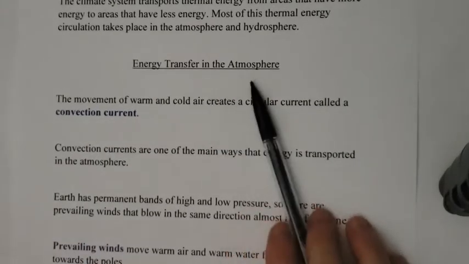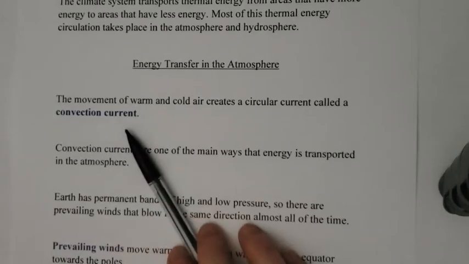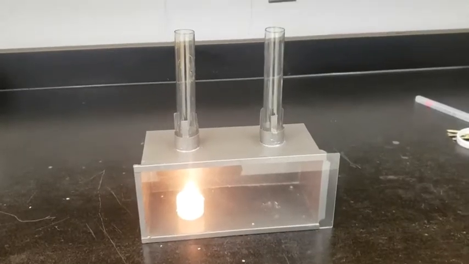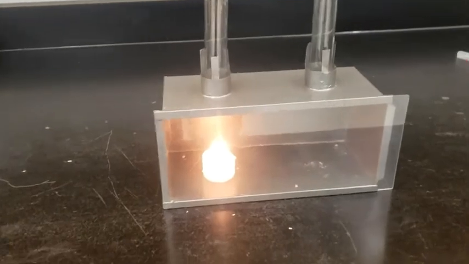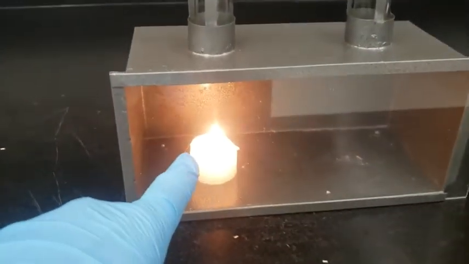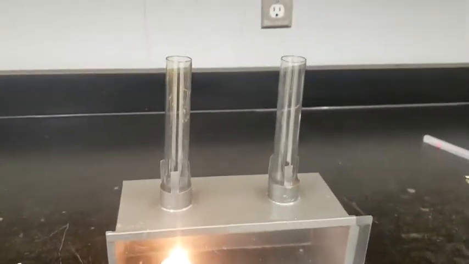So in the atmosphere, let's look at how that happens. It's this thing called convection current, and I'm going to show you a quick little demonstration video on that. What I'm trying to demonstrate here is something called convection currents. We have this apparatus where this is just glass, so there's no wind coming in and out. On the one side, you see a candle. On the other side, there's nothing. Above the candle is a chimney.